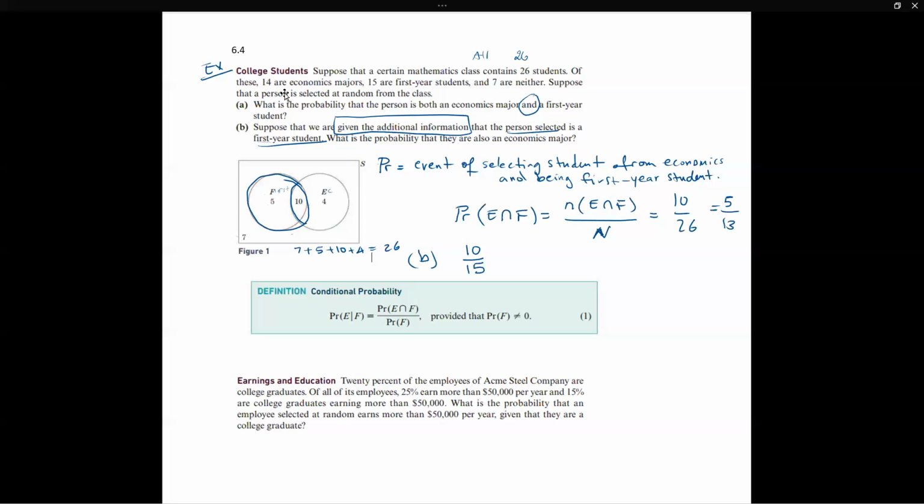So let us consider this Example 1. In part A, the sample space is the set of students in this math class. E is the event that the student is an economics major, and F is the event that the student is first year, right? On the other hand, part B poses this question: the student is a first year student, the condition is satisfied, of course. So we are being asked to find the conditional probability of E given F, all right? So what we did in this example is find the probability of E given F.